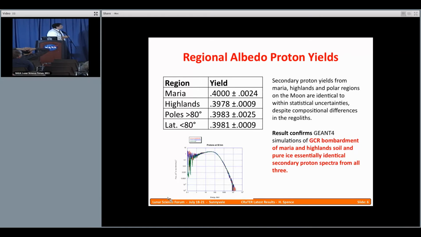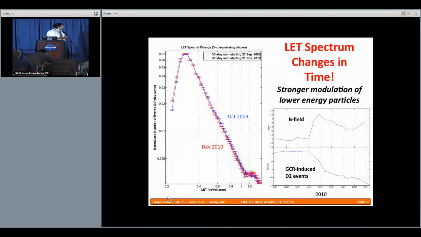So again, a very simple result that seems to be coming out here is that the moon produces a yield, the fraction of albedo protons divided by the number of incident GCR, that is relatively independent of portions on the surface. Now, one of the things that we did see as we started to look over time, for example, in the albedo protons, is some temporal shifts.